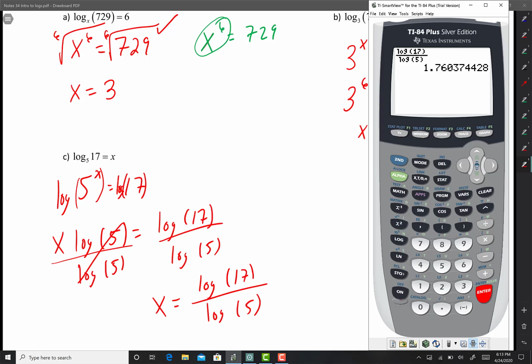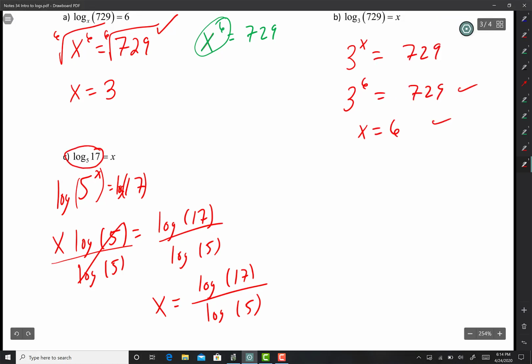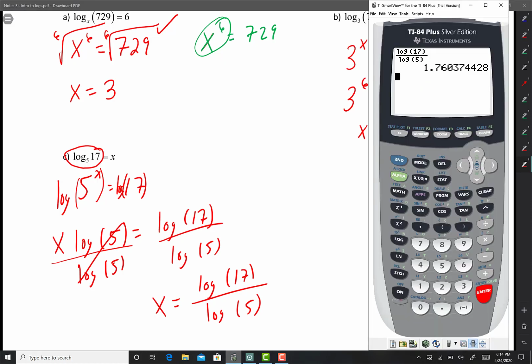And there it is, 1.760. So if this is a true statement, I'm going to push. Here's what I'm trying to do: I'm trying to write log base 5 of 17 to see if it does equal that number. So I push math, and I think it's here pretty quickly.